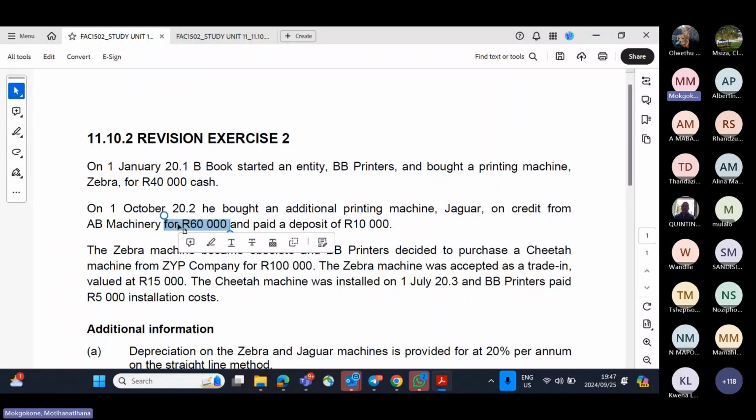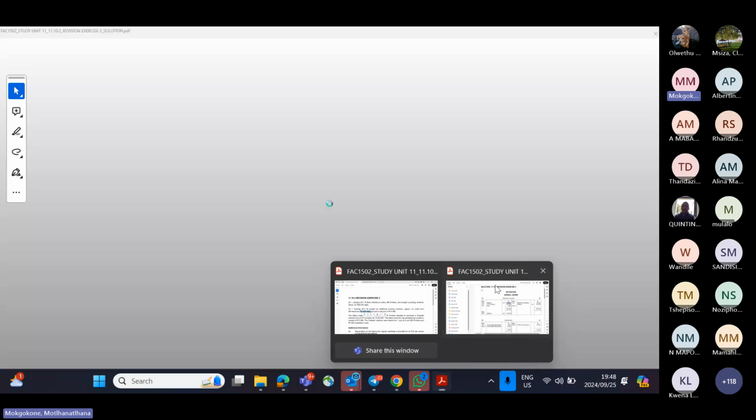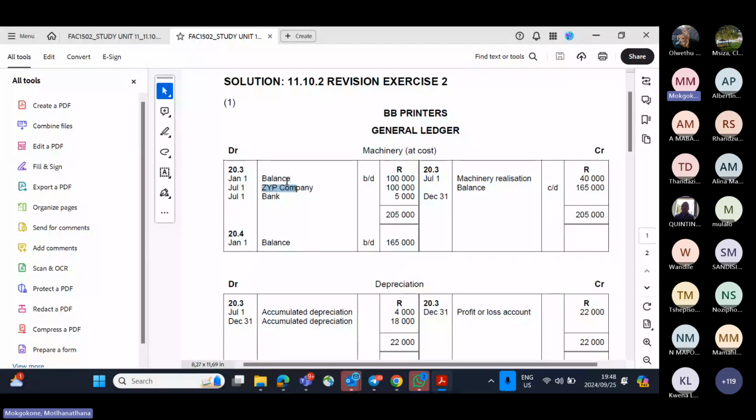Because remember, the current financial period starts on 1 January 2023. Then 31st December 2022 was the closing balance of the last period, so it will be the opening balance for the current period. That's why under our solution, they will see we have balance brought down of 100,000, which was the 60,000 and the 40,000 for both machines.